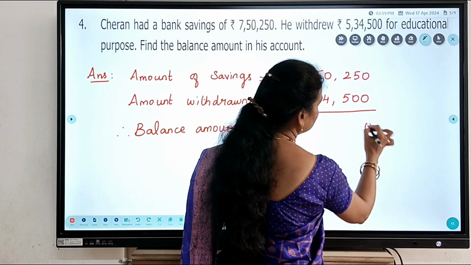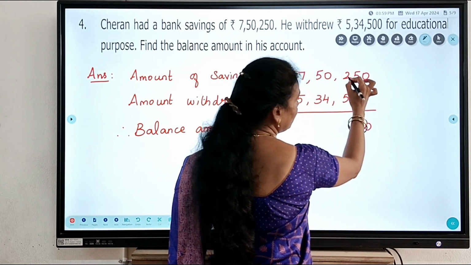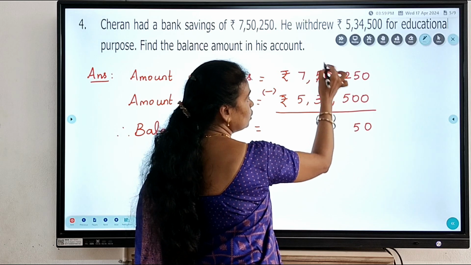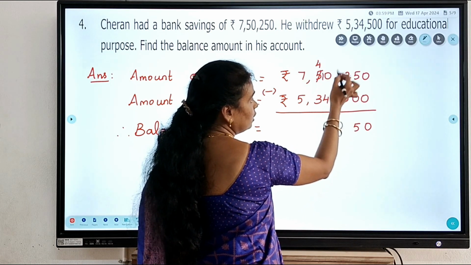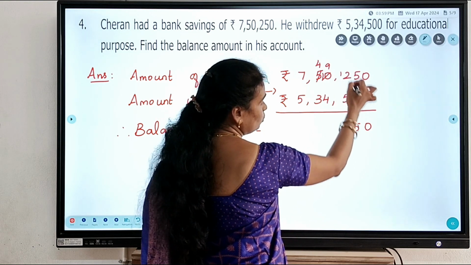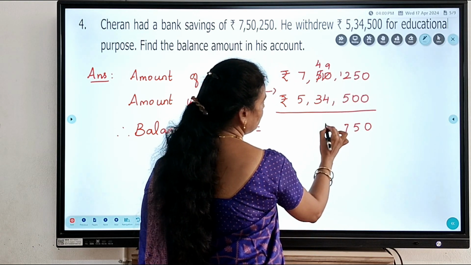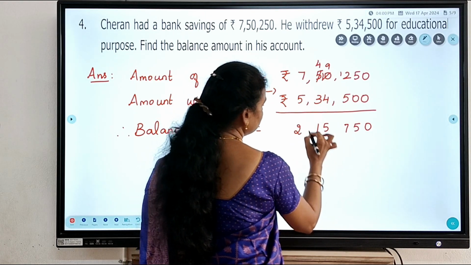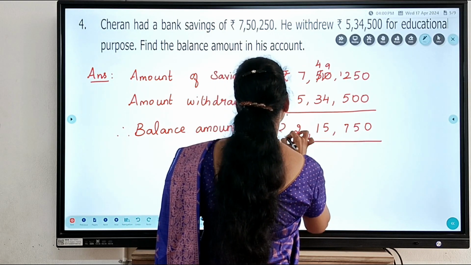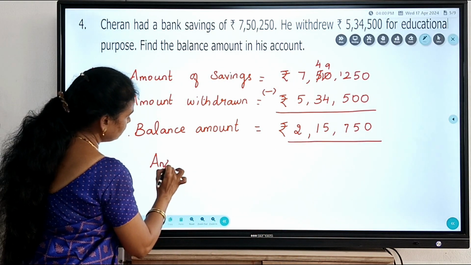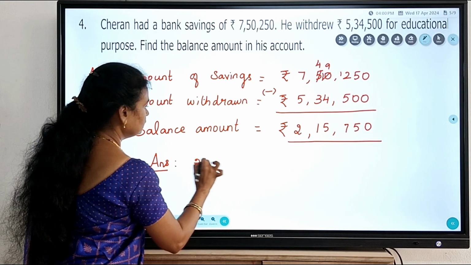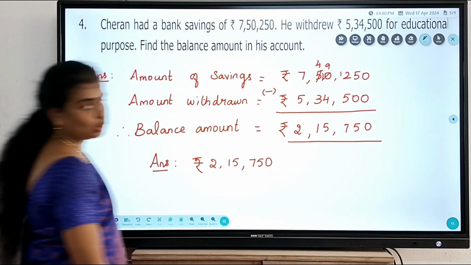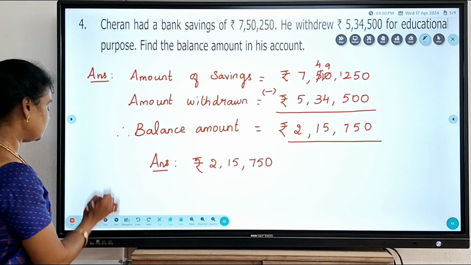So 0 minus 0 is 0, 5 minus 0 is 5, and 2 minus 5 you can't subtract. So borrow from the next number. Here you have got 0. So again from the next one, this becomes 4, and here it becomes 9. So 12 minus 5 is 7, 9 minus 4 is 5, 4 minus 3 is 1, and 7 minus 5 is 2. So the answer for this sum is rupees 2,15,750. Let's go to the next one.